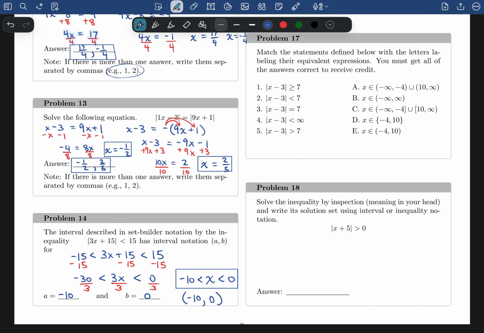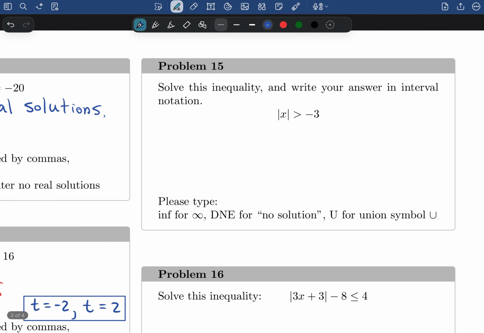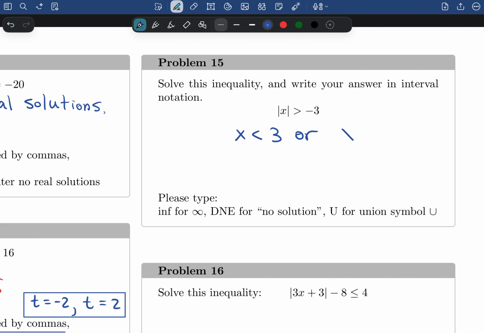Let's move on to problem number 15. It says solve this inequality and write your answer in interval notation. The absolute value of x is greater than negative 3. Now, the format with which I convert this absolute value inequality is I write it as, well, x is less than negative 3, or positive 3, or x is greater than negative 3.